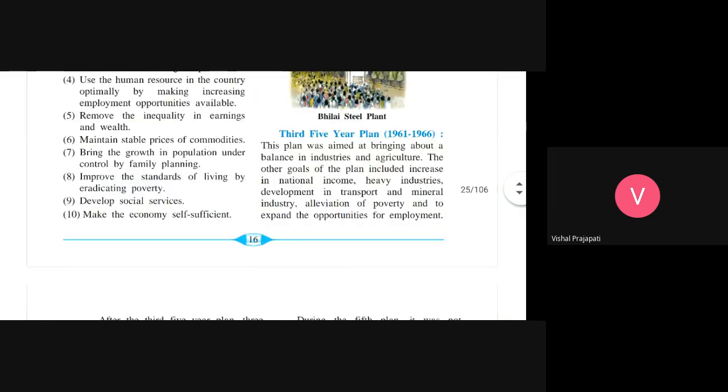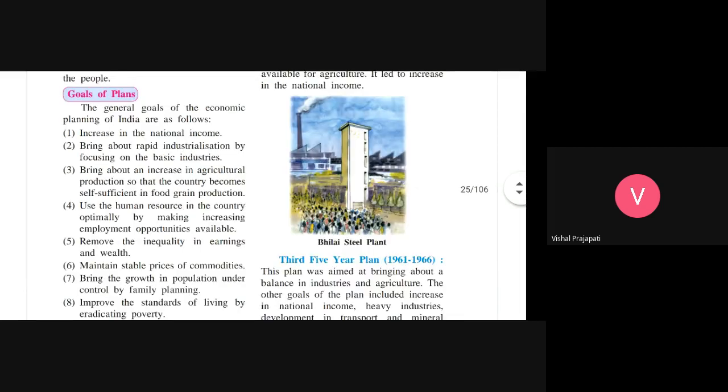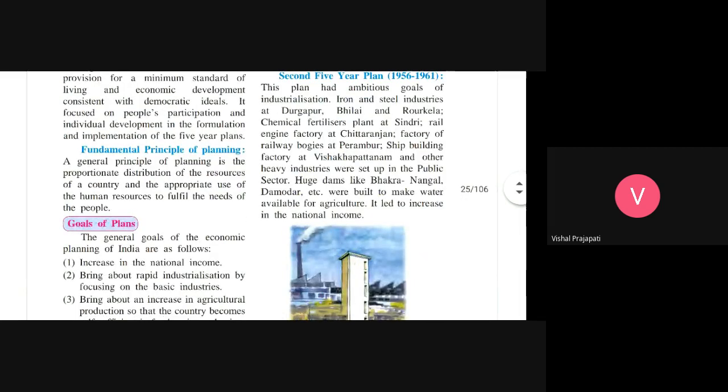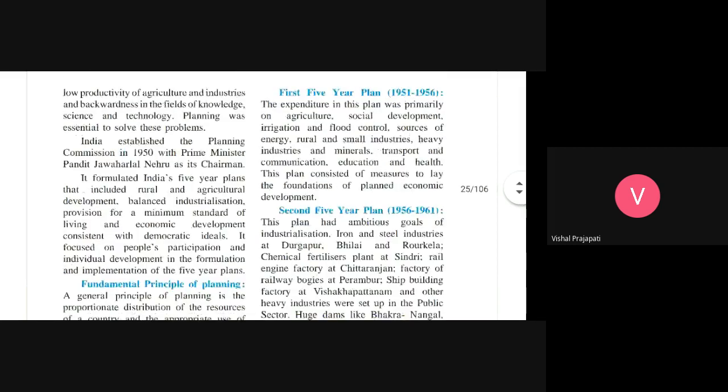Okay, guys. So we have just gone through the goals of the plans. This is very important. Why are we doing all this? So now, the first 5-year plan, that was from 1951 to 1956.